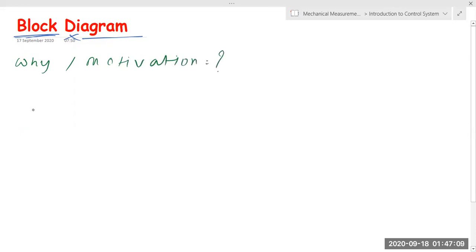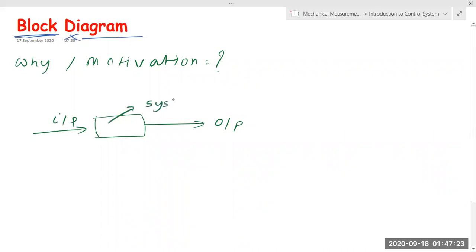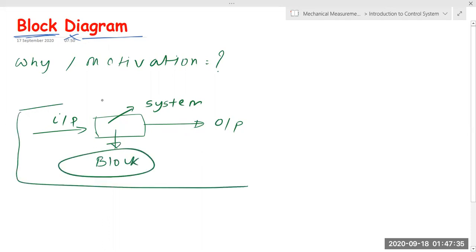First, what do we mean by a block diagram? I'll just let you know. Suppose this is my process, and this is my output. There is an input which is applied to this system, and when it is applied, it gives some output. This is called a block diagram. This is nothing but a block, and this representation of a block is called a block diagram. This is a simple block diagram.